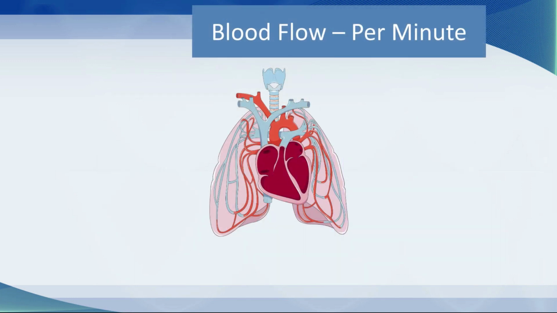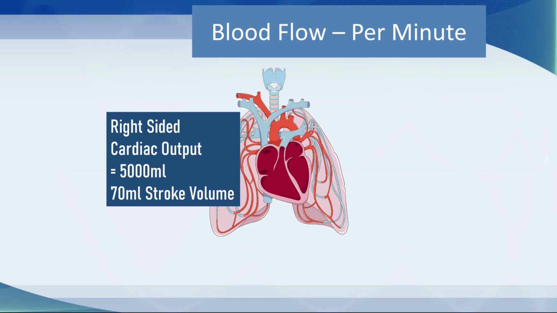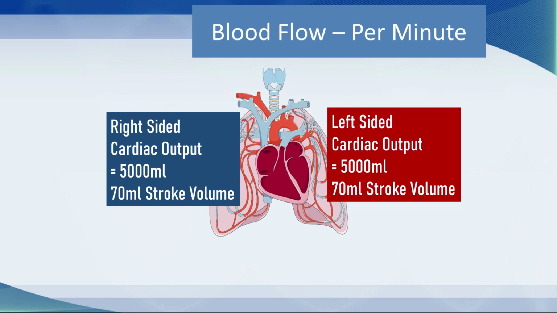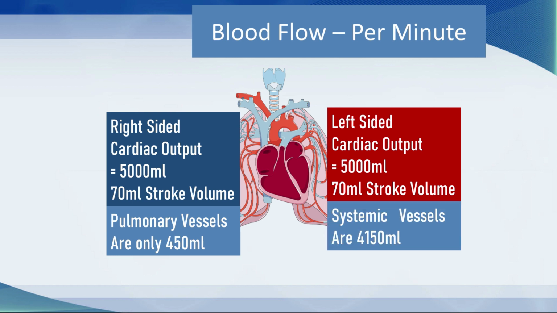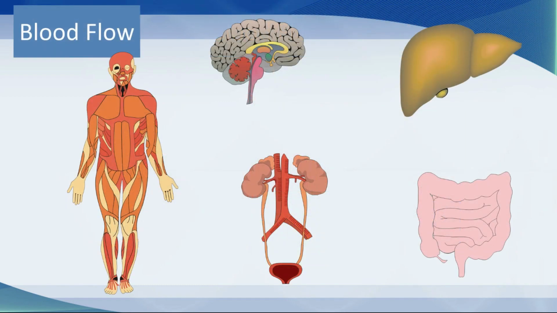Now, if you look at blood flow per minute, the right-sided cardiac output is 5,000 mils and the stroke volume is 70 mils. The left-sided cardiac output is 5,000 mils and the stroke volume is 70 mils. But the pulmonary vessels are only 450 mils. And these systemic vessels are 4,150 mils. So there is 10 times the amount of blood flow going into the pulmonary vessels as there is the systemic vessels. And indeed, if you look at the blood flow through the body, it's quite variable.